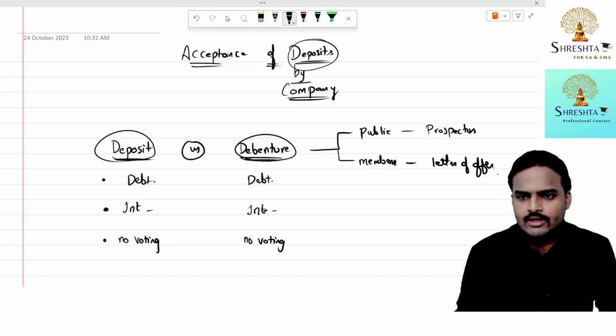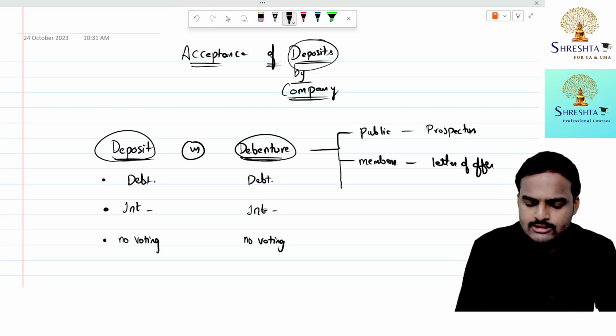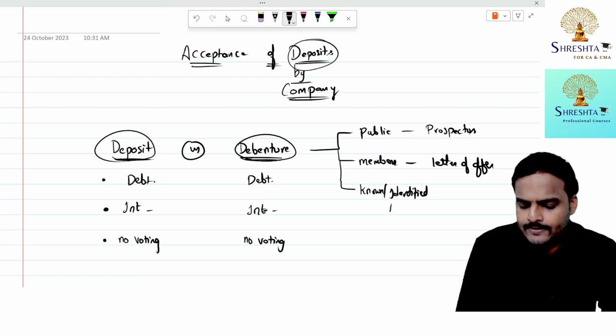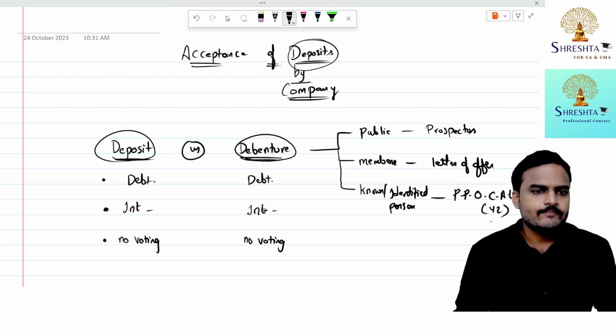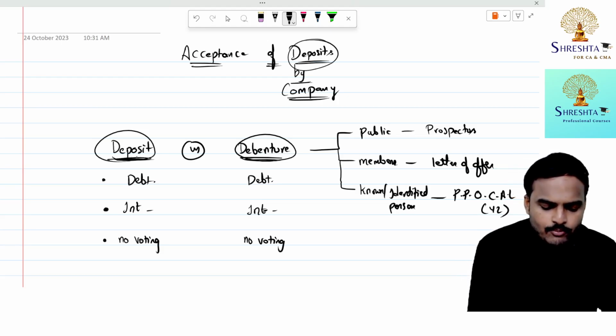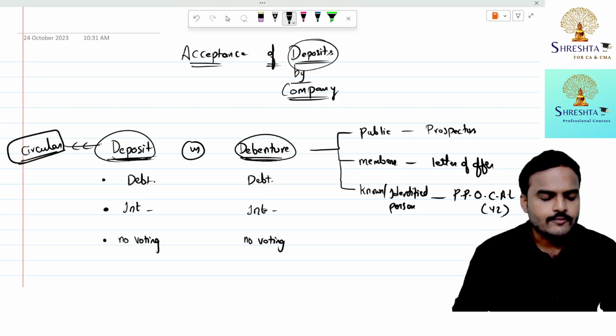If the company wants to issue debentures to known or identified investors, then the company is required to prepare a document called a private placement offer cum application letter. Section 42 will apply. Are you all getting my point, students? Now coming to deposits, it is sufficient if a company prepares a circular. Only one document, a circular.